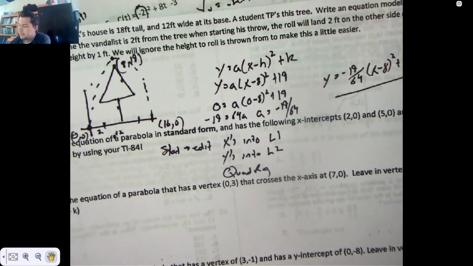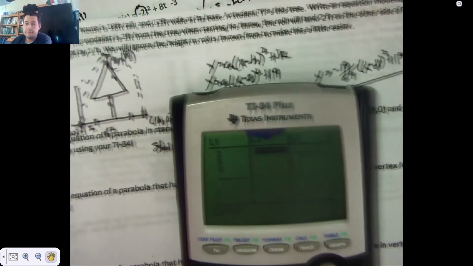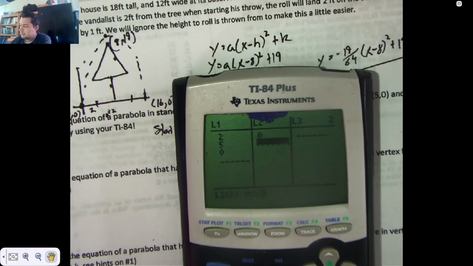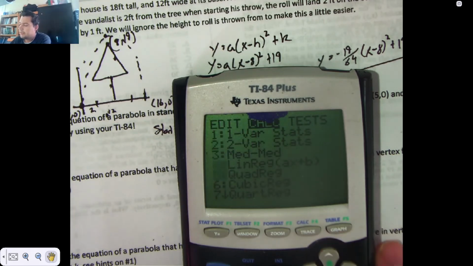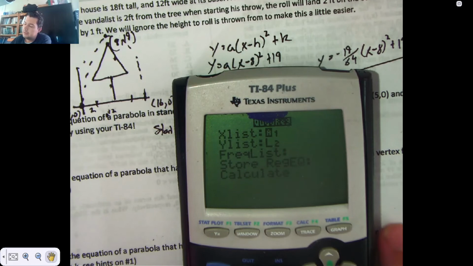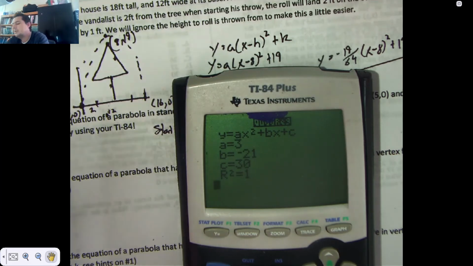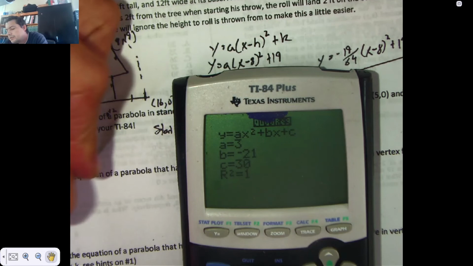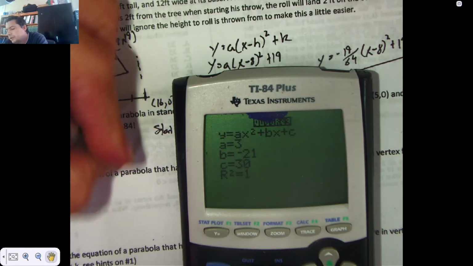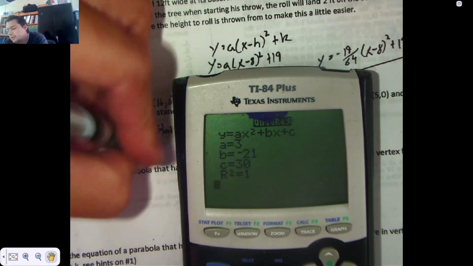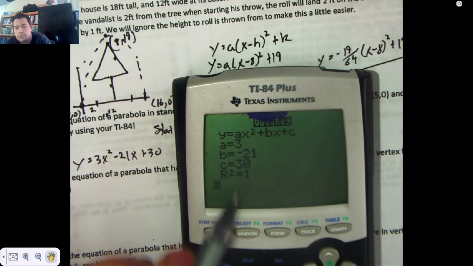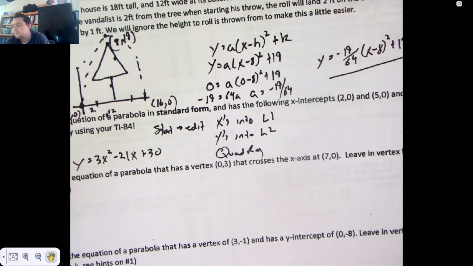And then the corresponding y's were 0, 0, 30. Stat calc quadratic regression number 5. Scroll on down to calculate. And there you go. Y equals ax squared plus bx plus c. Plug it in. You get y equals 3x squared minus 21x plus 30. The correlation coefficient is 1, which means it's a perfect correlation.